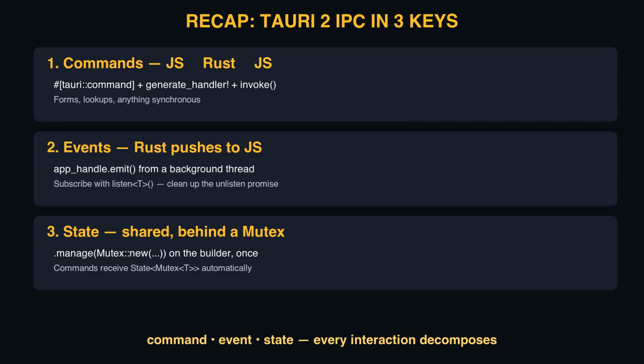3 primitives in 3 takeaways. 1. Commands. Annotate any Rust function with #[tauri::command]. Register it in generate_handler. Call from JS with await invoke.